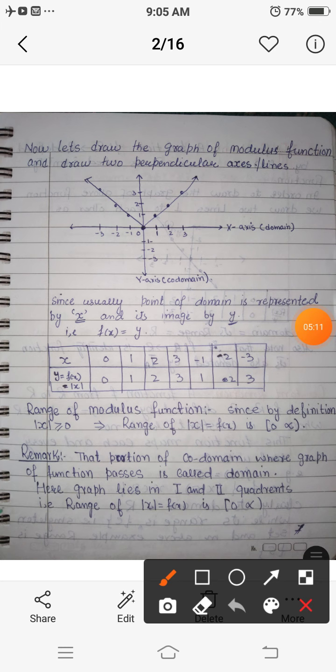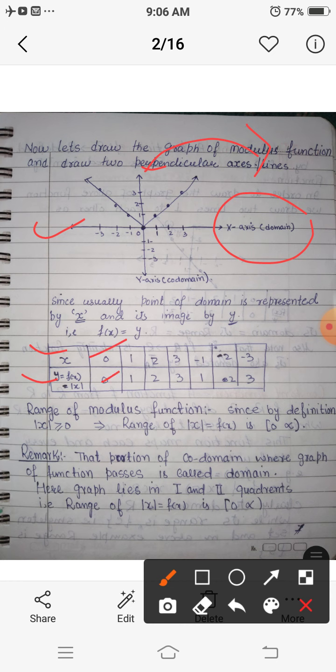Here, now let us draw two axes. This is the x-axis and this is the y-axis. This represents the domain elements, and this represents the codomain set. Now 0 goes to 0 under this mod function, because y equals f of x, the image element. It is defined by mod of x, so there is a relation between x and y, that is y equals mod x. Now when x is 0, y is 0.